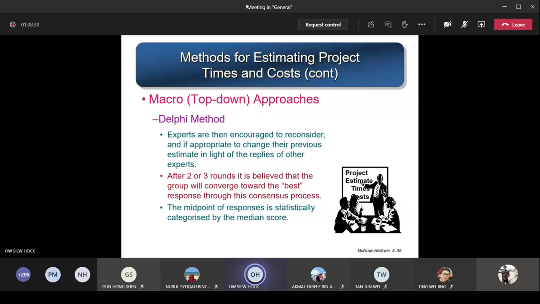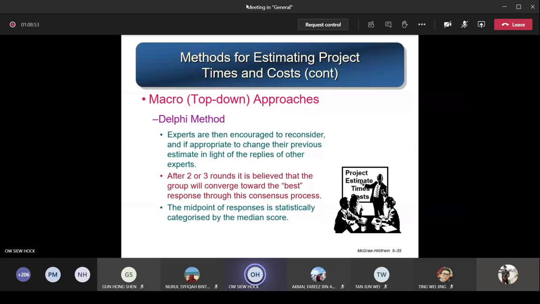Whose one is that? Then they look at all the other people, what values others estimated, and they look at their own value. They say, oh, okay, I think I should adjust. So this is the second round. After two or three rounds, it is believed that the group will converge towards the best response through this consensus process. They don't mix, they don't know each other, and only one coordinator compiles all their feedback and sends back the decisions by all the others.